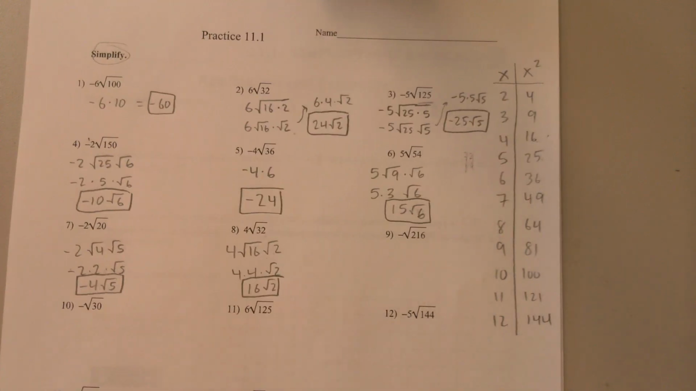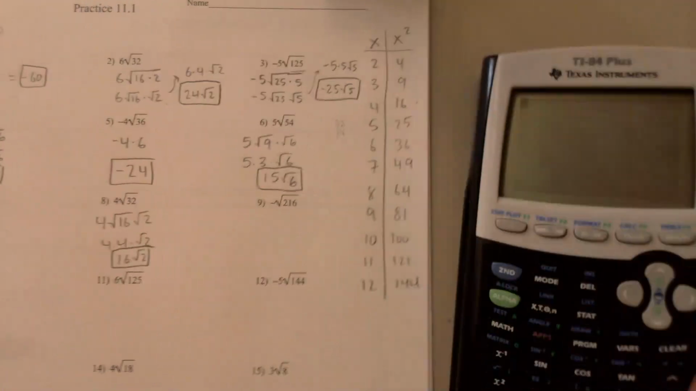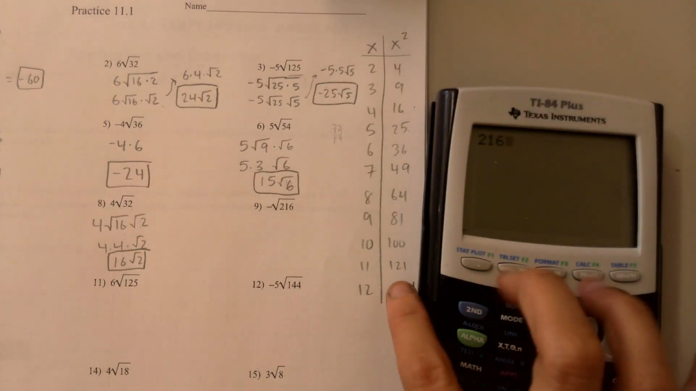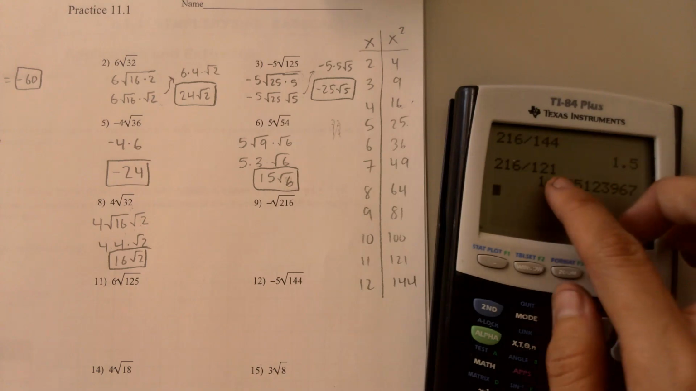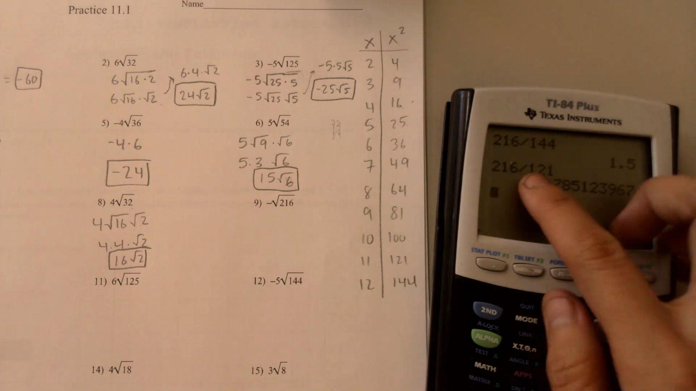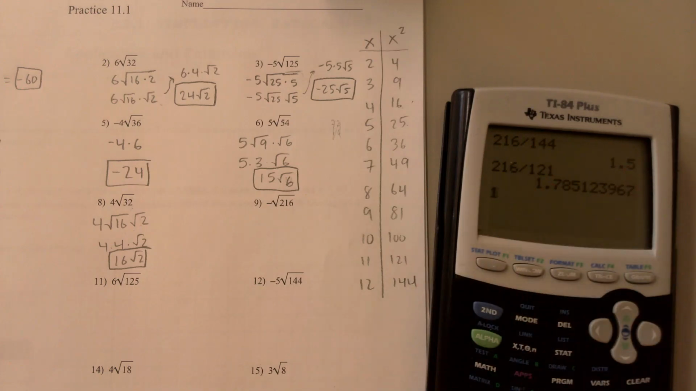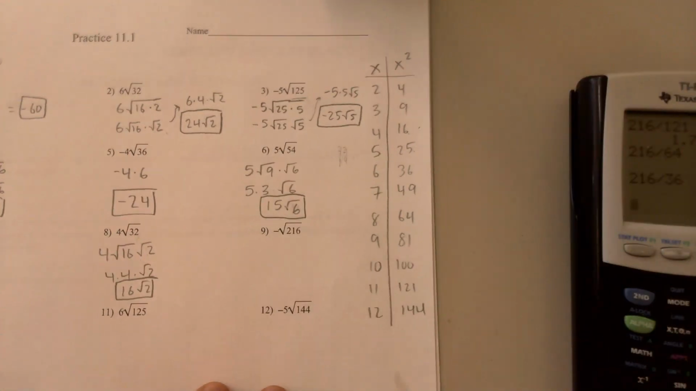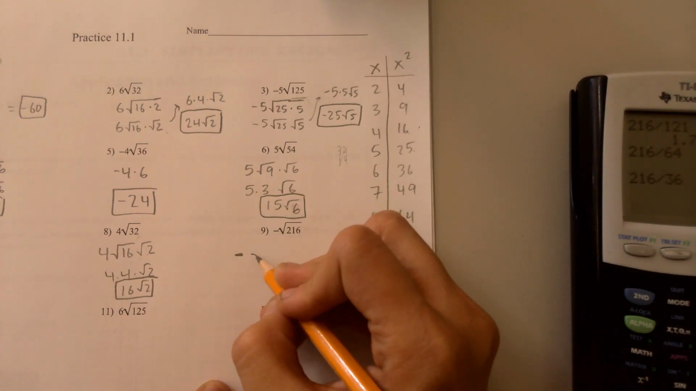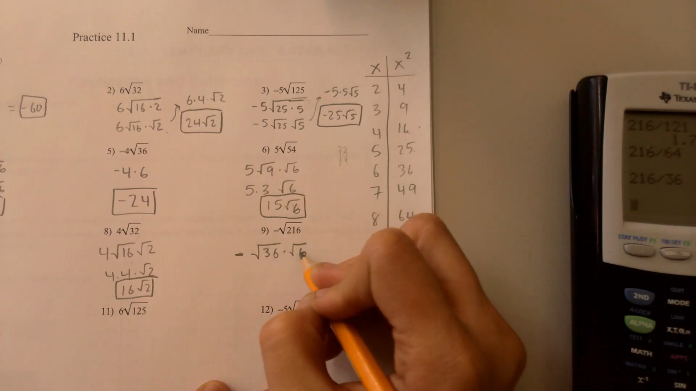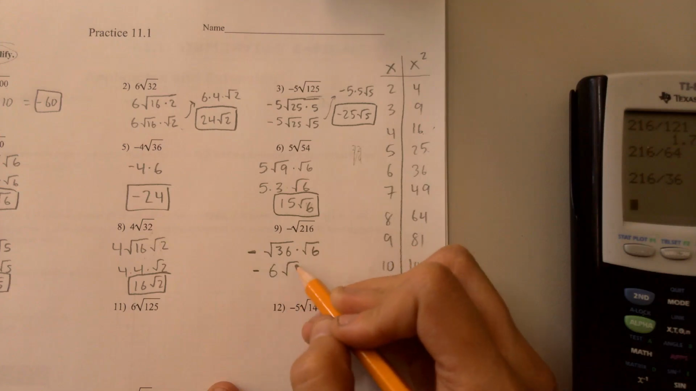Okay, 216. You know what? I'm going to use my calculator because I don't know. Okay, so 216. Let's check 144. I already know that's not it because it's more than half. 216 divided by 121, I don't think that's it because that's an odd. We know that it's not 100. I don't think it's 81. Let's do 216 divided by 64. Nope. 216 divided by 36. There we go. So don't forget this negative. It's going to mess some of you up. So square root of 36 times square root of 6, negative 6 root 6.